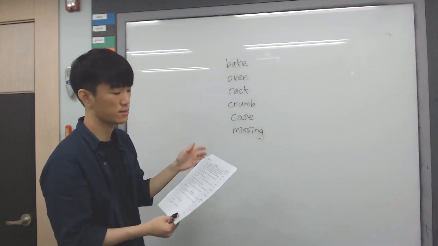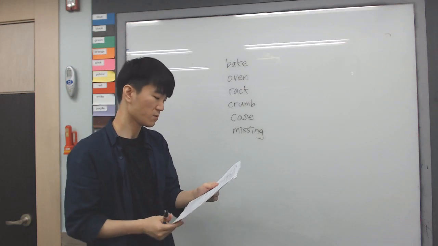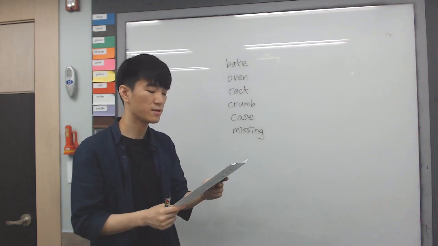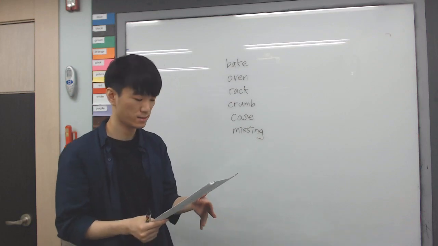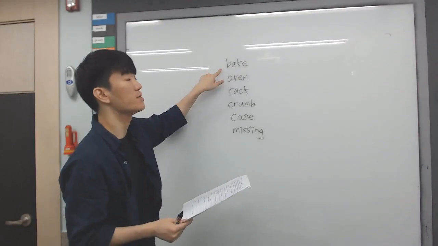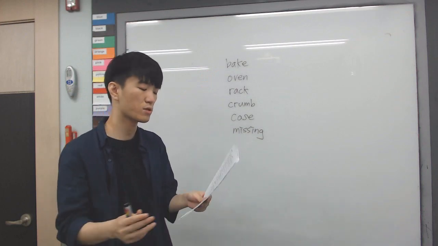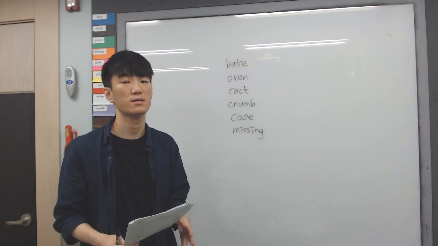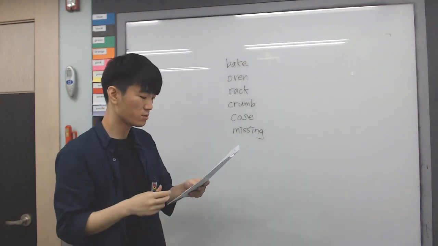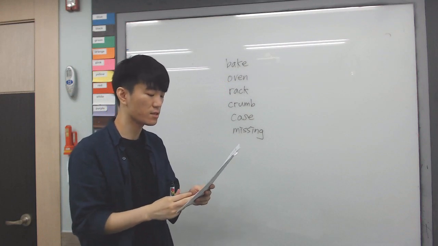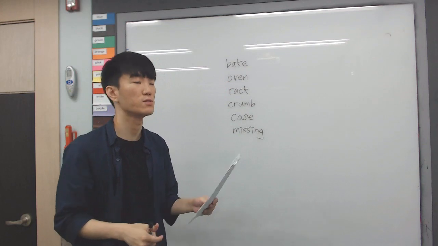Bake. So what is bake? Look at the definition first. To cook something such as bread, cake, or cookies with dry heat in an oven. So bake is usually cooking bread, cake, or cookies, like this dessert. And oven. So the definition is used in a kitchen. It has a door and it is for cooking food.